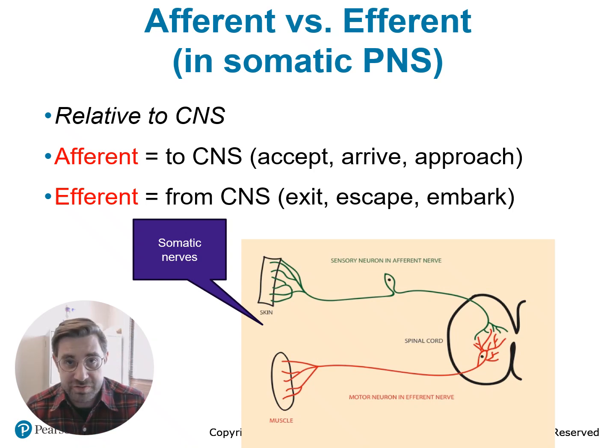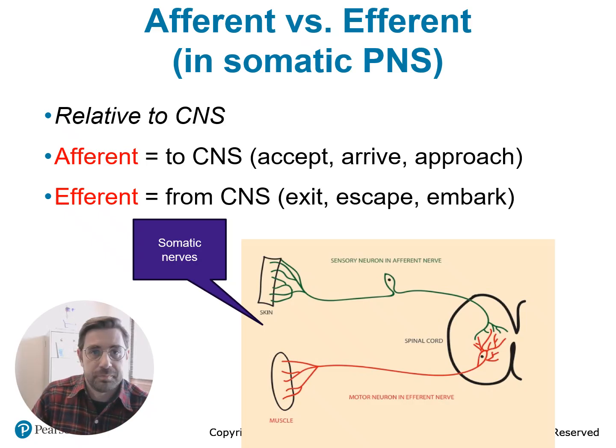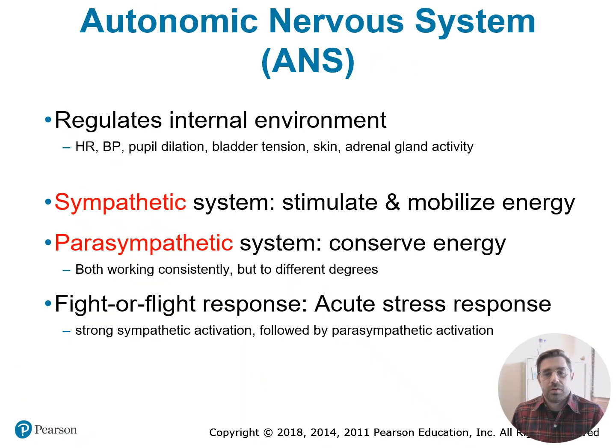Now, your autonomic nervous system has afferent and efferent nerves as well, as nerves go to and from the heart, for example. A little more on the autonomic nervous system, because it does a lot in your body. It regulates your internal environment, right? So it's going to regulate your heart rate, your blood pressure, your bladder tension, that sort of thing. Okay? Afferent and efferent nerves going in and out.